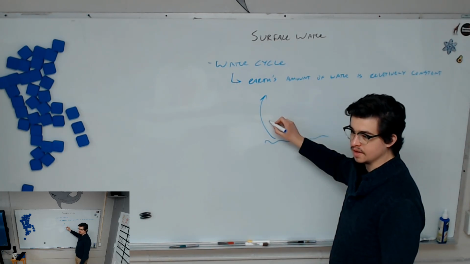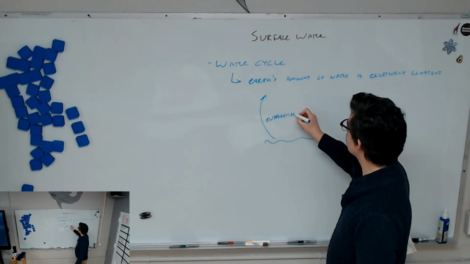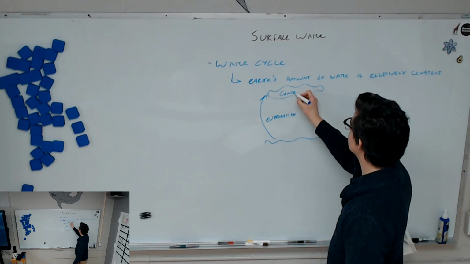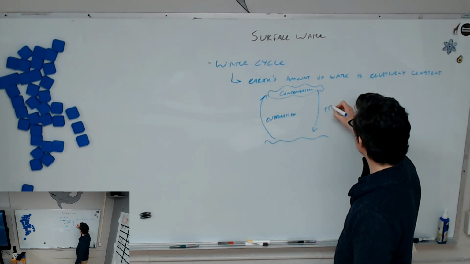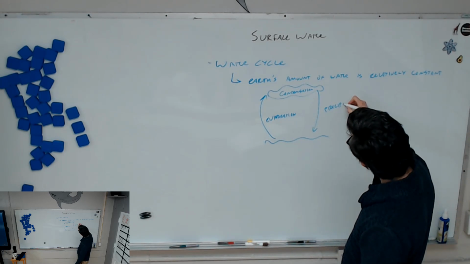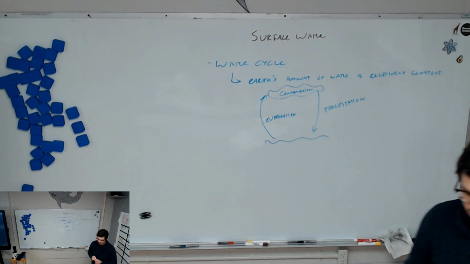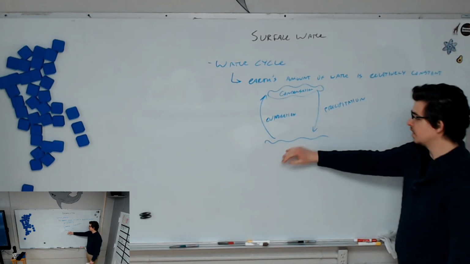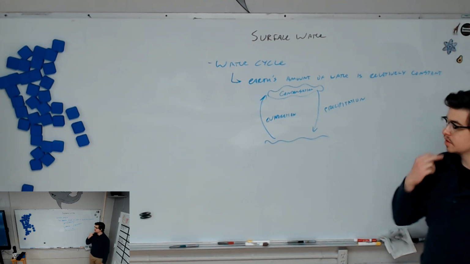What's this process that I've just shown? Evaporation. Good, evaporation. What does it do up here? Condensation. Precipitation, right? These are the fundamental and easy little words about the water cycle. When it's here, we call it surface water, right? When it's in a puddle or a stream or a lake or the ocean, we call it surface water.